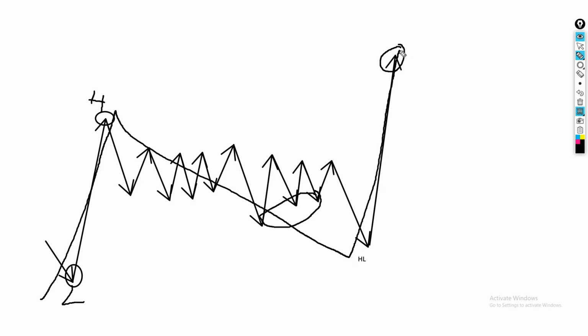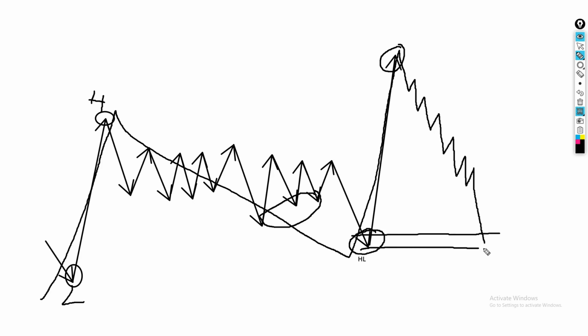And my expectation is that we can come all the way down here, right? As long as we don't break below this point, this would still be valid bullish structure, and your expectation is that we're going to be making a new higher high at this point. So yeah, this was the technical explanation in regards to trends and structure. I hope this made some sense.